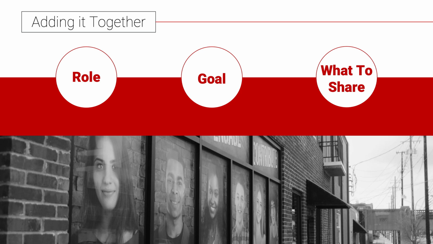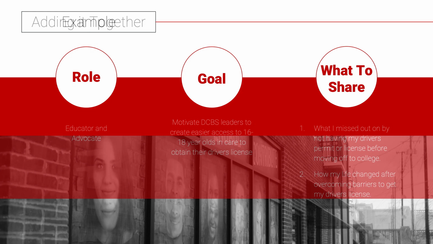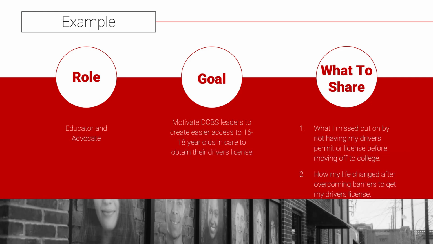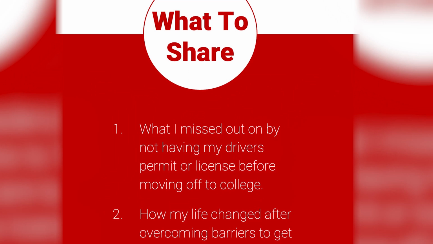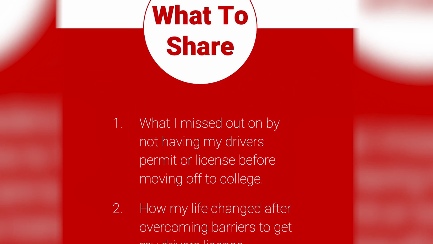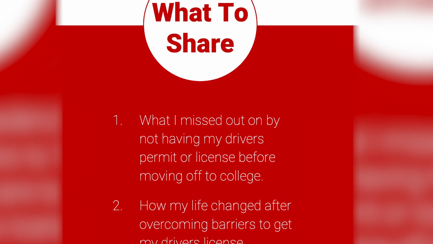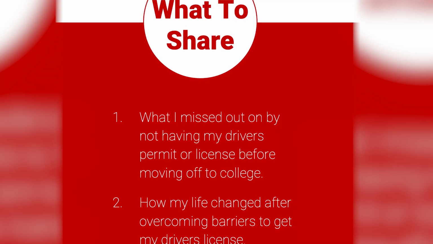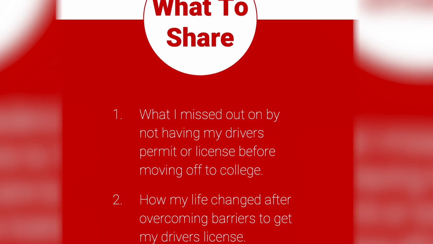Adding it all together. Example. Role: educator and advocate. Goal: motivate DCBS leaders to create access for 16 to 18-year-olds in care to obtain their driver's license. What to share: 1. What I missed out on by not having my driver's permit or license before moving off to college. 2. How my life changed after overcoming barriers to get my driver's license.